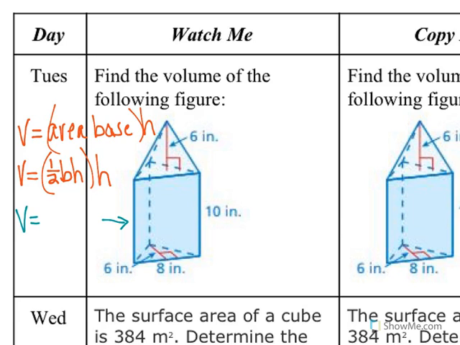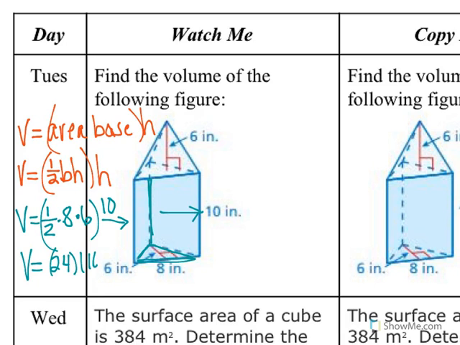When we do the area of the base, that's just this part down here. So it's 1/2 times the base, which is 8, times the height, which is 6. And then we're going to multiply that whole thing by the height of this whole figure, which is 10. If we multiply that all together, 1/2 of 8 is 4, times 6 is going to be 24, times 10. So we get that the volume of the bottom figure is 240.